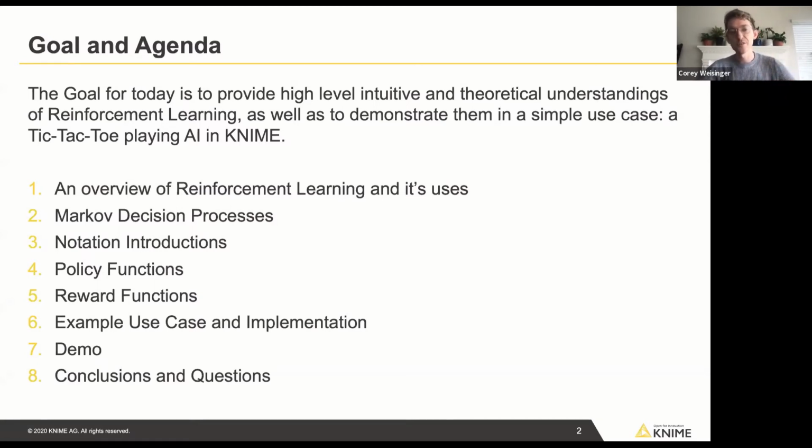Then we'll introduce the concept of Markov decision processes. So these are going to be the framework on which a lot of reinforcement theory lives. We'll introduce a little bit of notation. We'll talk about what policy functions and reward functions are, and then we'll go into the example use case, talk a little bit about how I put it together in KNIME, and then we'll look at an actual demo of it.